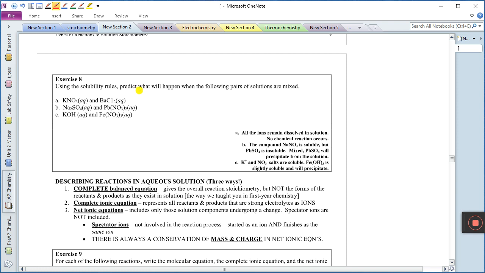Alright. So, on A. Apparently knocked my VGA cable loose. Alright.